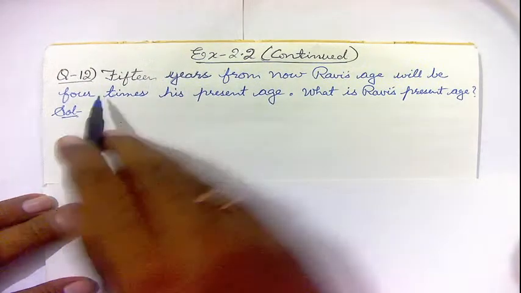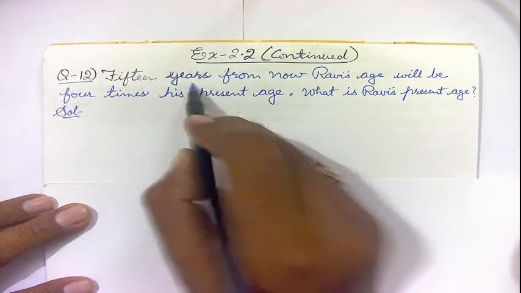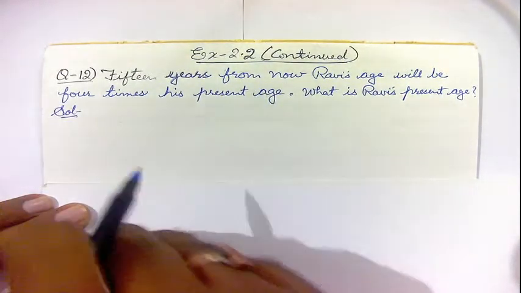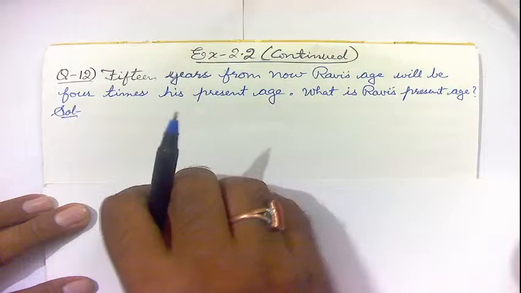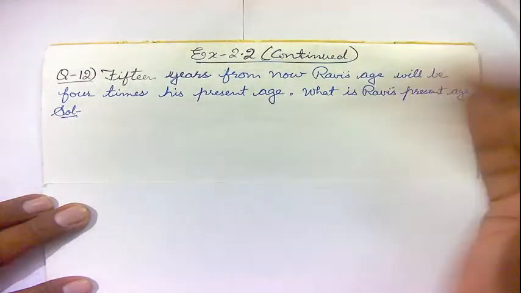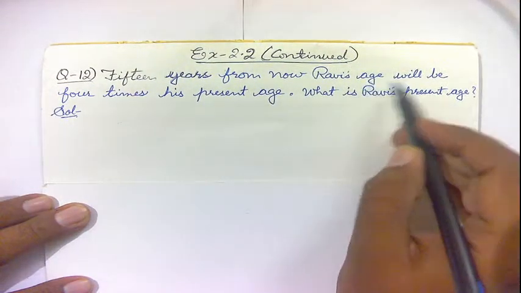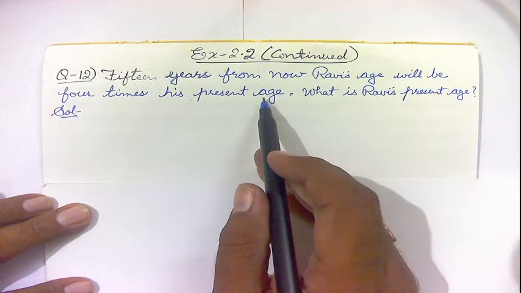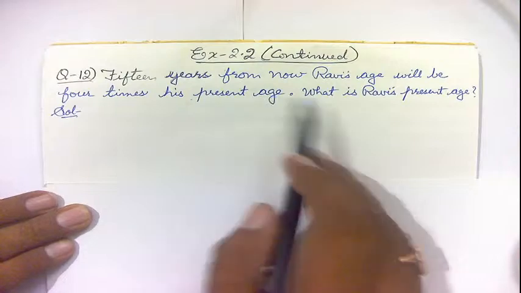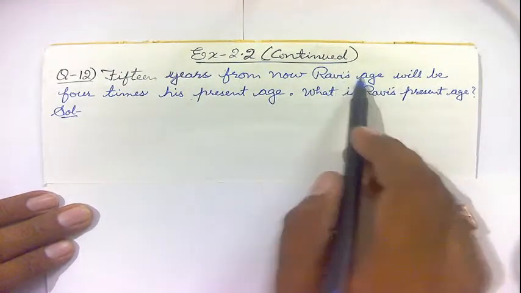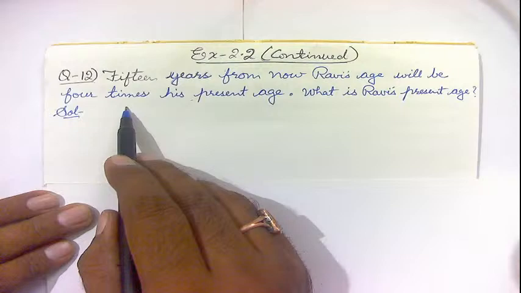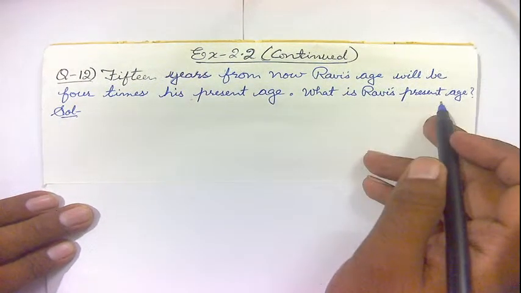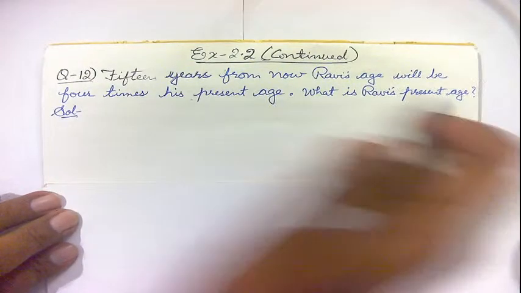Question number 12, it says 15 years from now. Now 15 years from now means counting it from today, 15 years. After 15 years, Ravi's age will be 4 times his present age. What will happen after 15 years? Ravi's age will become 4 times whatever his present age is. And you have to calculate what is the present age of Ravi.